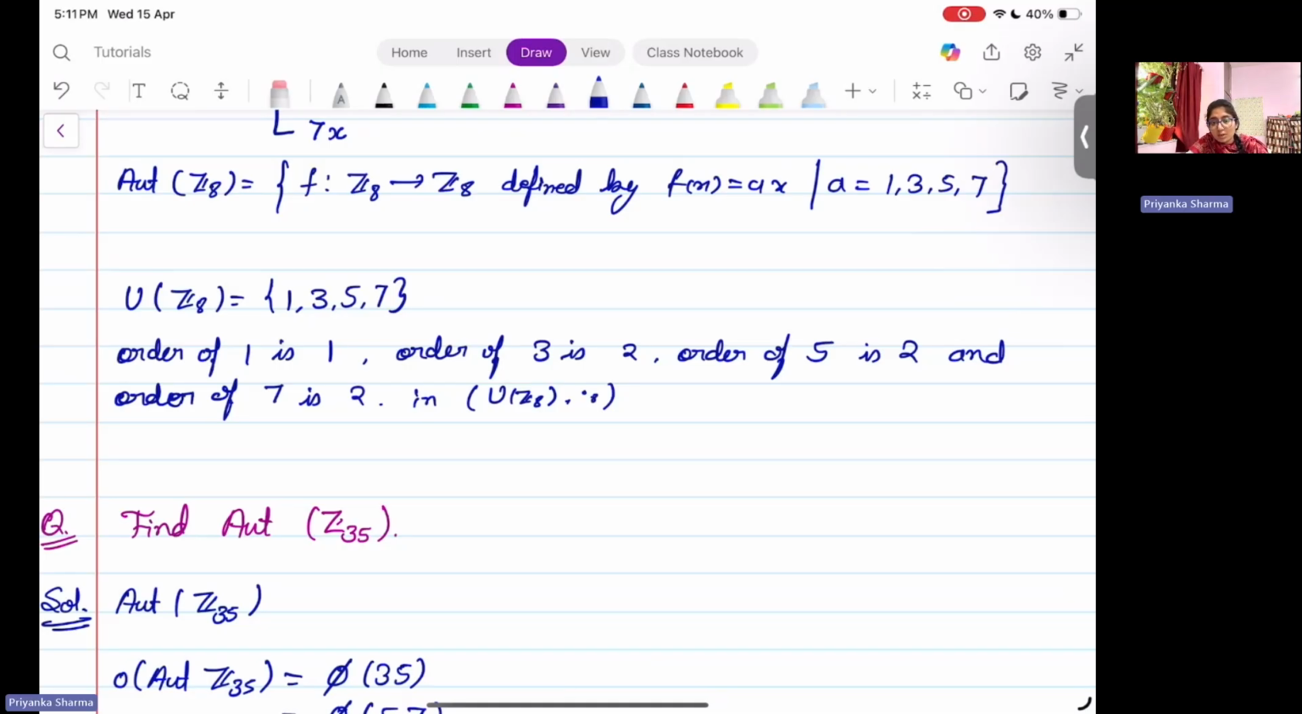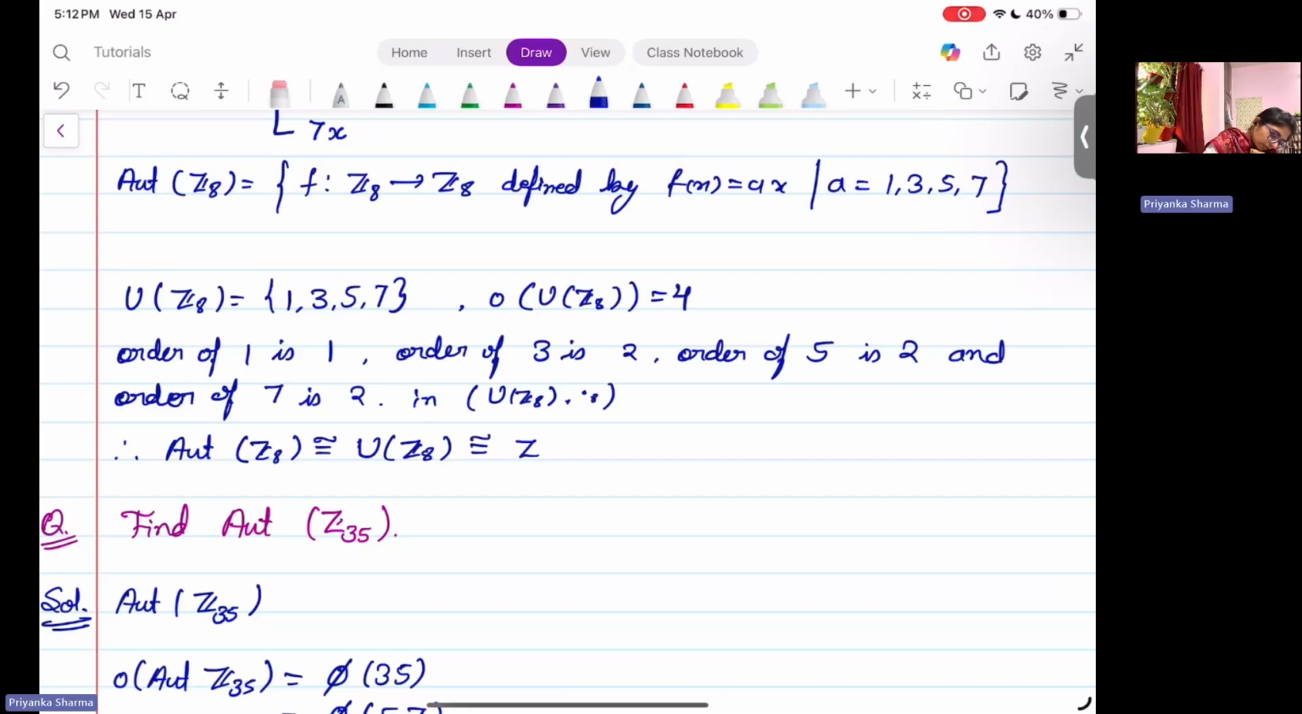So there is no element of order 4. And here, the order of U(Z8) is 4, but it doesn't have any element of order 4. So this will be isomorphic to Z2 cross Z2.